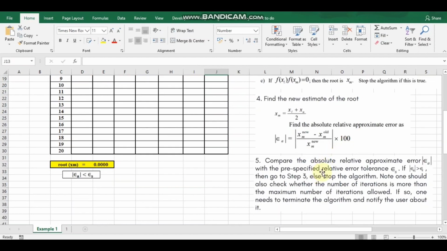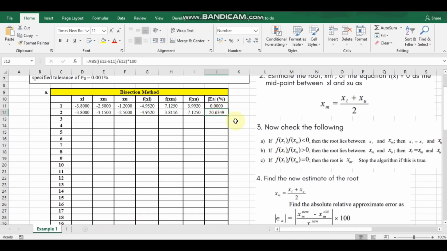For step 1, we have to compare the absolute relative approximate error with the pre-specified relative error tolerance. We have 20.6349, which is greater than the pre-specified relative error tolerance. With that, we have to continue solving. For iteration 3, the product of f of xl and f of xm is also negative. Therefore, xl will still be the xl and xu is the xm from the previous iteration. Then pull this down as well as the other columns.